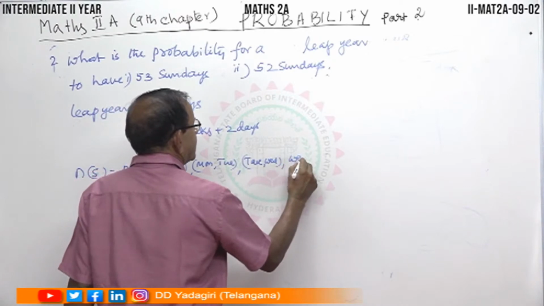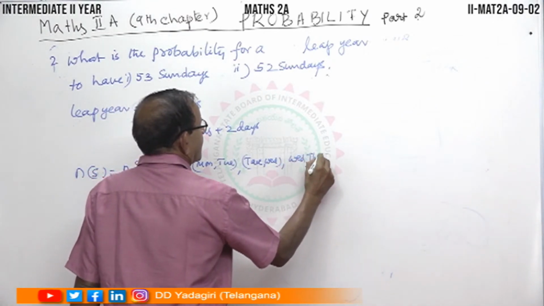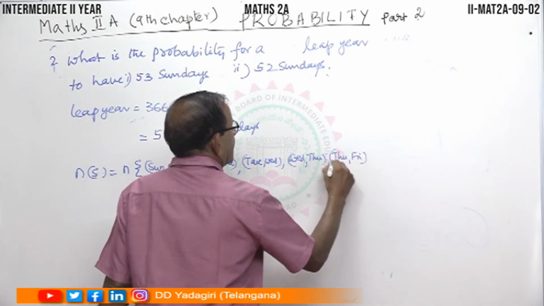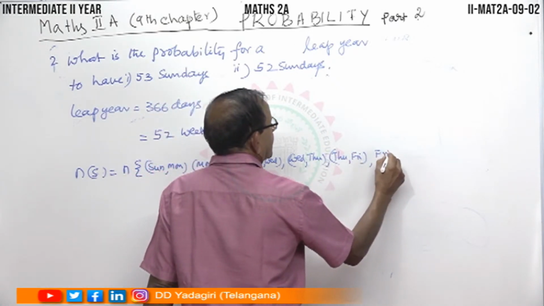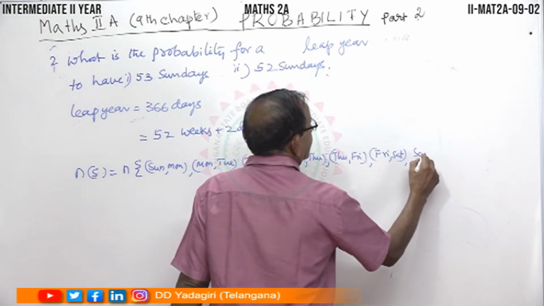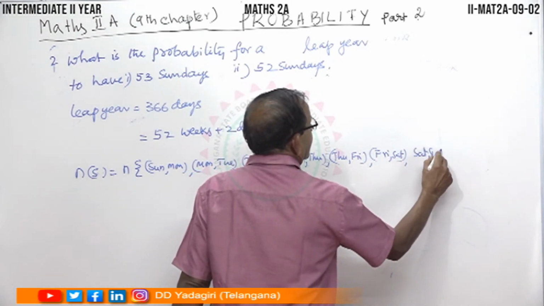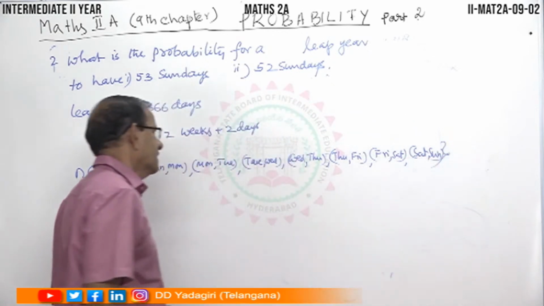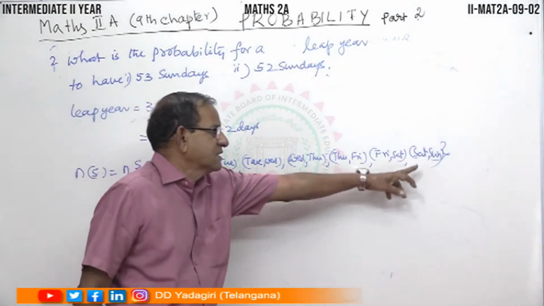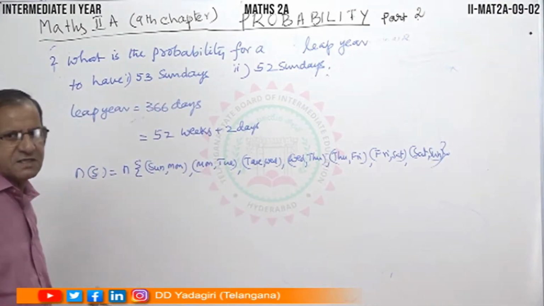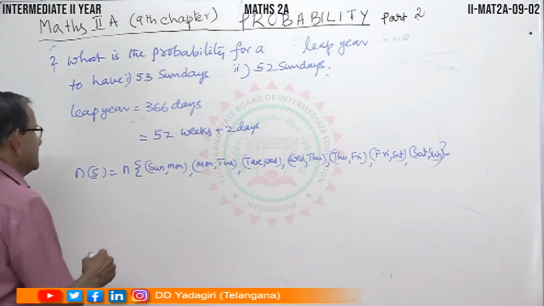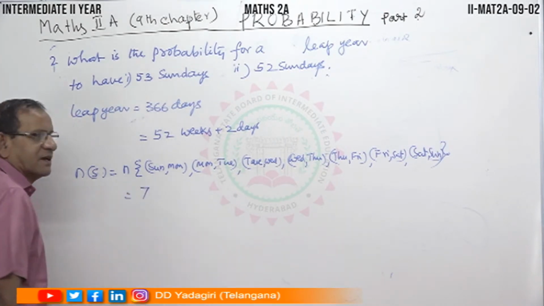or Wednesday, Thursday, or Thursday, Friday, or Friday, Saturday, or Saturday, Sunday. Here also there are 7 possible outcomes: 1, 2, 3, 4, 5, 6, 7. You will get only one of these 7. So total possible outcomes are 7.